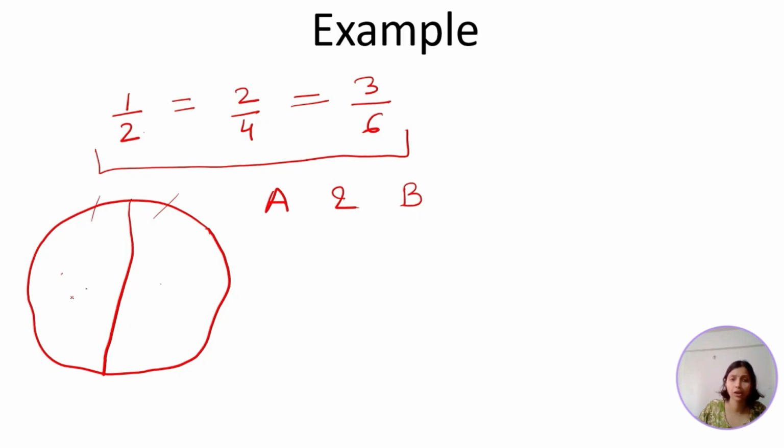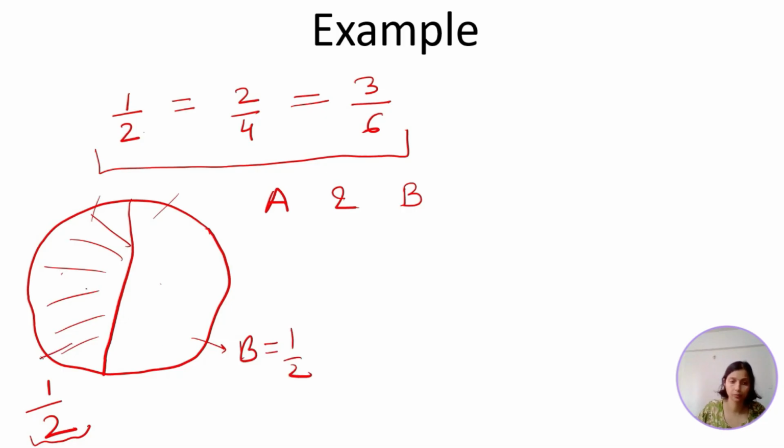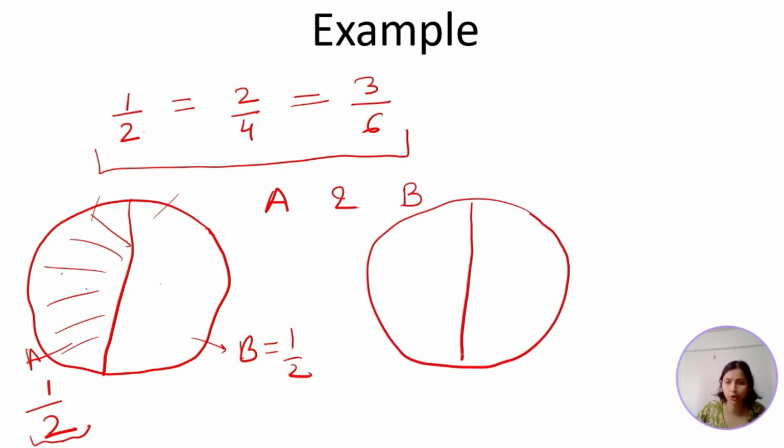So how much did A get? A got 1 by 2. A got one part out of the two parts. So A got 1 by 2. Similarly, B also got 1 by 2. Now suppose instead of dividing this pie into two equal halves, I would have divided it into 4 parts.